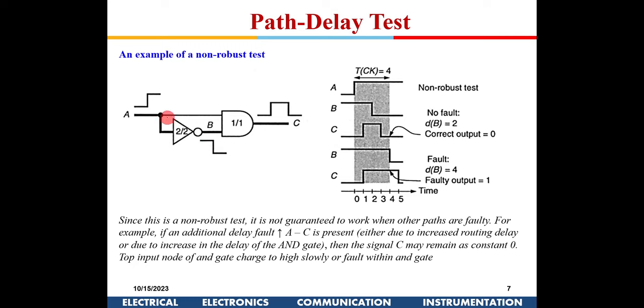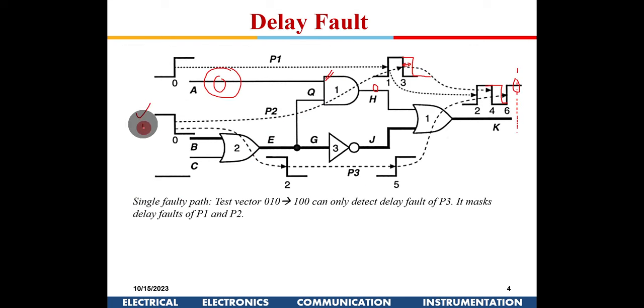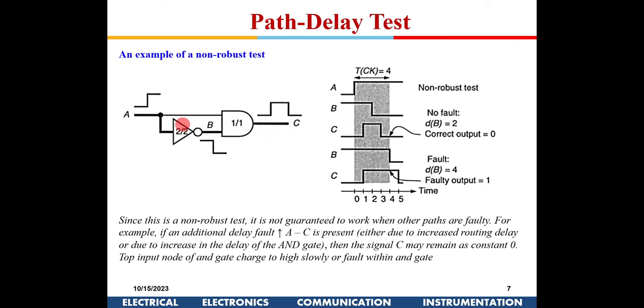In this case, if you see here, this is an A which is making a transition here. This example which we saw is a robust path. If I am giving a static zero here, so this is also a static zero, there is a single path, everything is moving in the single path, and no other path is going to affect here. But let's take this particular case. Now I am making a transition here, and I am trying to find out what this delay is. Finally, when I am giving a one here, I am expected to get a zero out here, right?